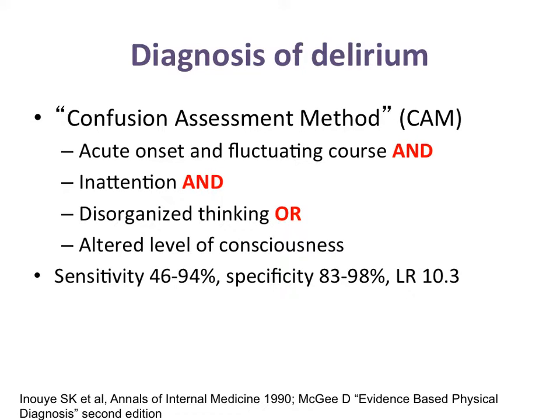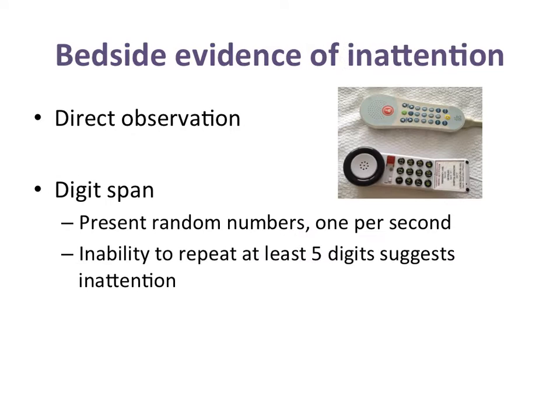Another important point about delirium, not covered explicitly in the CAM, is that it is often related to an underlying medical condition. Some common precipitating conditions include infections and electrolyte abnormalities. Delirium is also often caused by medications.